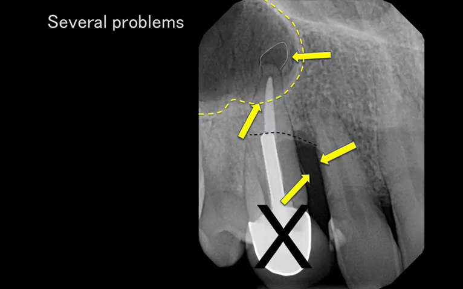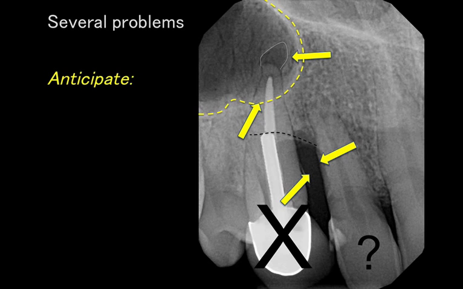So the decision was to extract the tooth. The prognosis was hopeless, and there was a question mark about the lateral incisor because there was significant bone loss, luckily no mobility, and this tooth had a questionable prognosis.